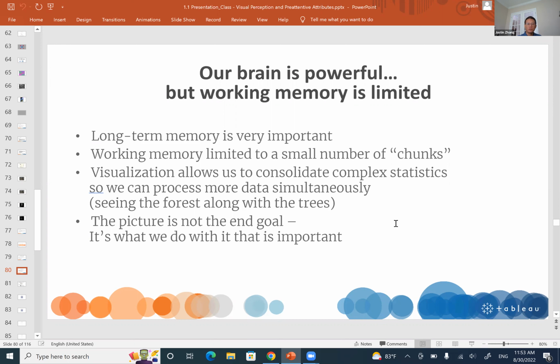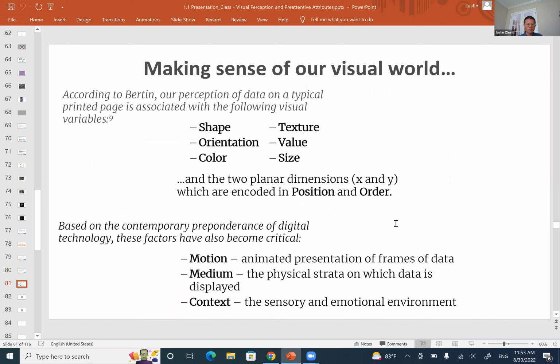However, the picture in data visualization is not the end goal. It's the story we want to tell behind the picture, which is more important. So how do we make sense of the visual world with our brains? We normally tend to make sense of the image being presented based on the following visual variables. We call these pre-attentive attributes, like shape, texture, orientation, value, color, size.